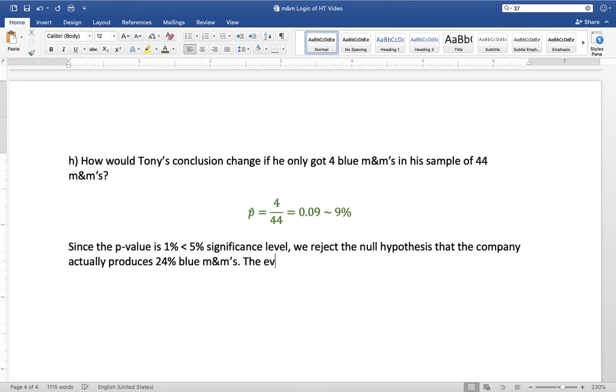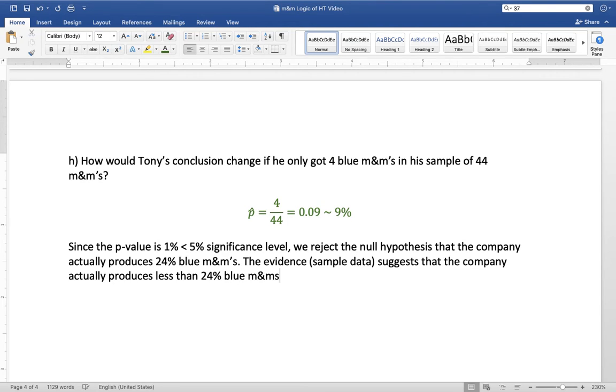The evidence, which is our sample data, suggests that the company actually produces less than 24% blue M&Ms. Do we actually know what that number is? No. We have no clue what the percentage would be. But this 9% that we got in our sample is too far away from what we expect, the 24%, for that 24% to even make any sense anymore. We don't know what the proportion is, but we feel pretty confident saying that it's probably not as claimed. Okay?